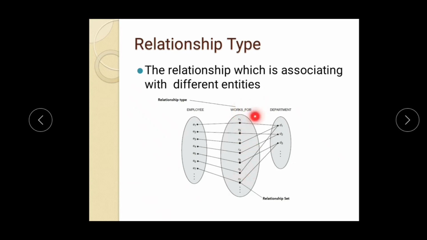Up to R7 are the relations. So these relations are of which type? Works for. The relationship type is the one associating the different entities. So these are the relationships, and they are associating two entities. What type of association is happening between these two entities? That relation is works for. So the relationship type is works for.